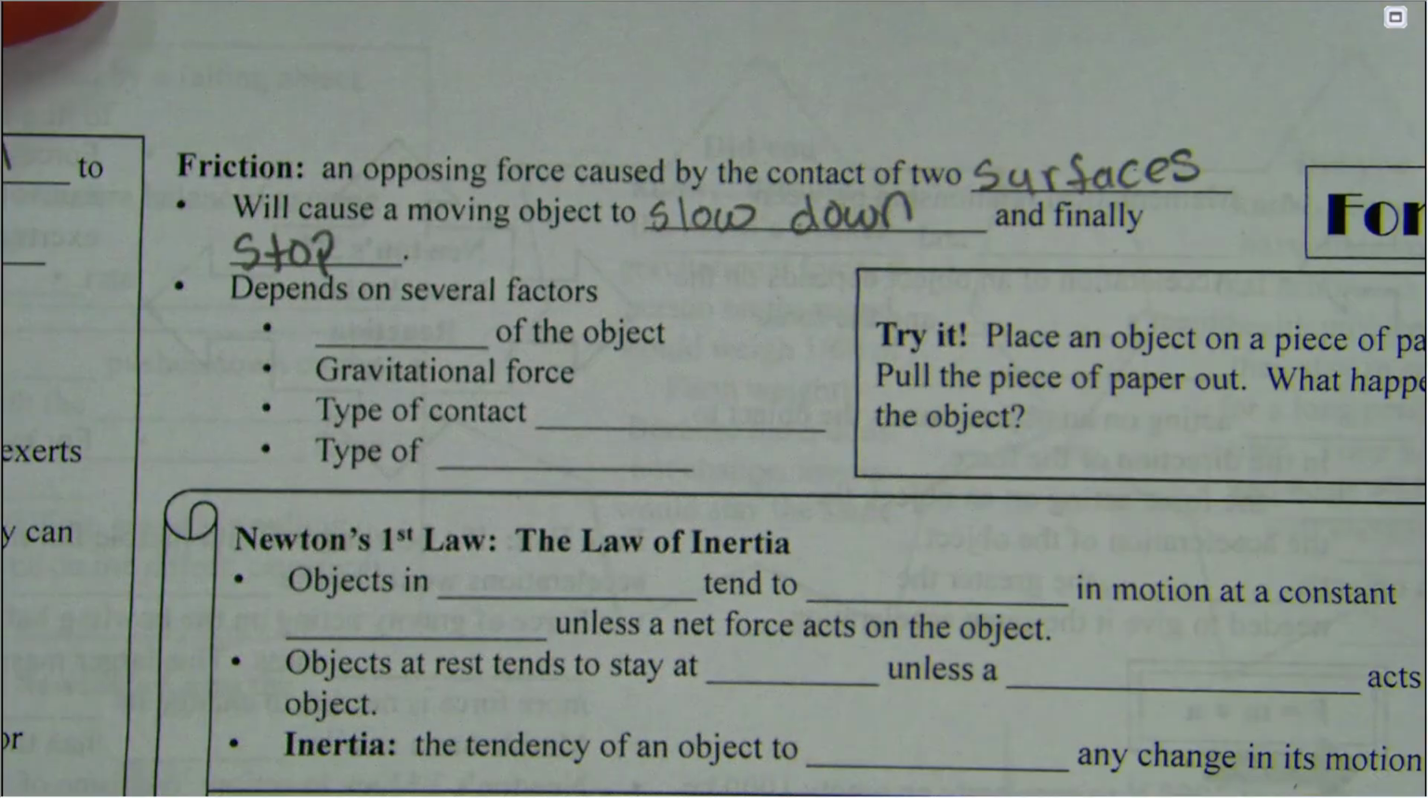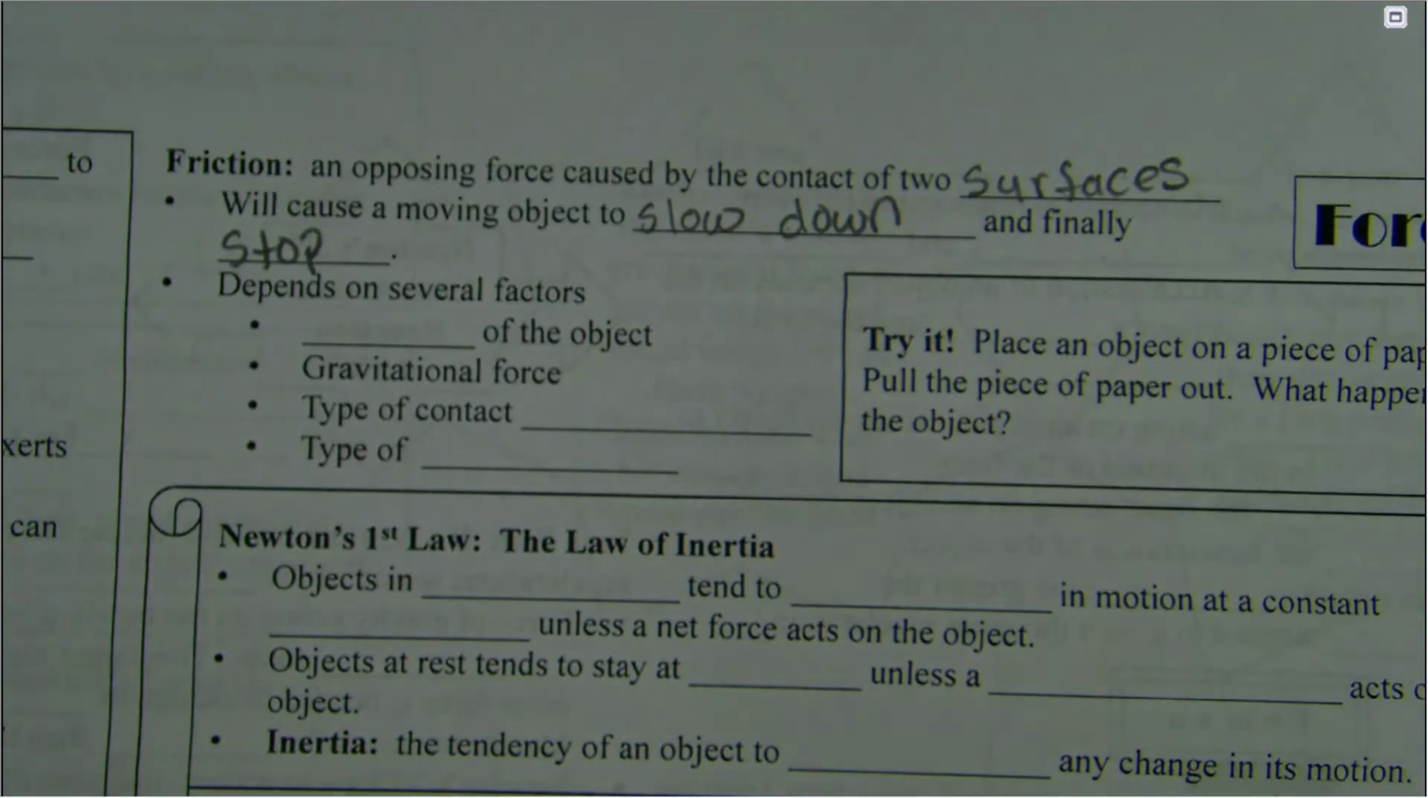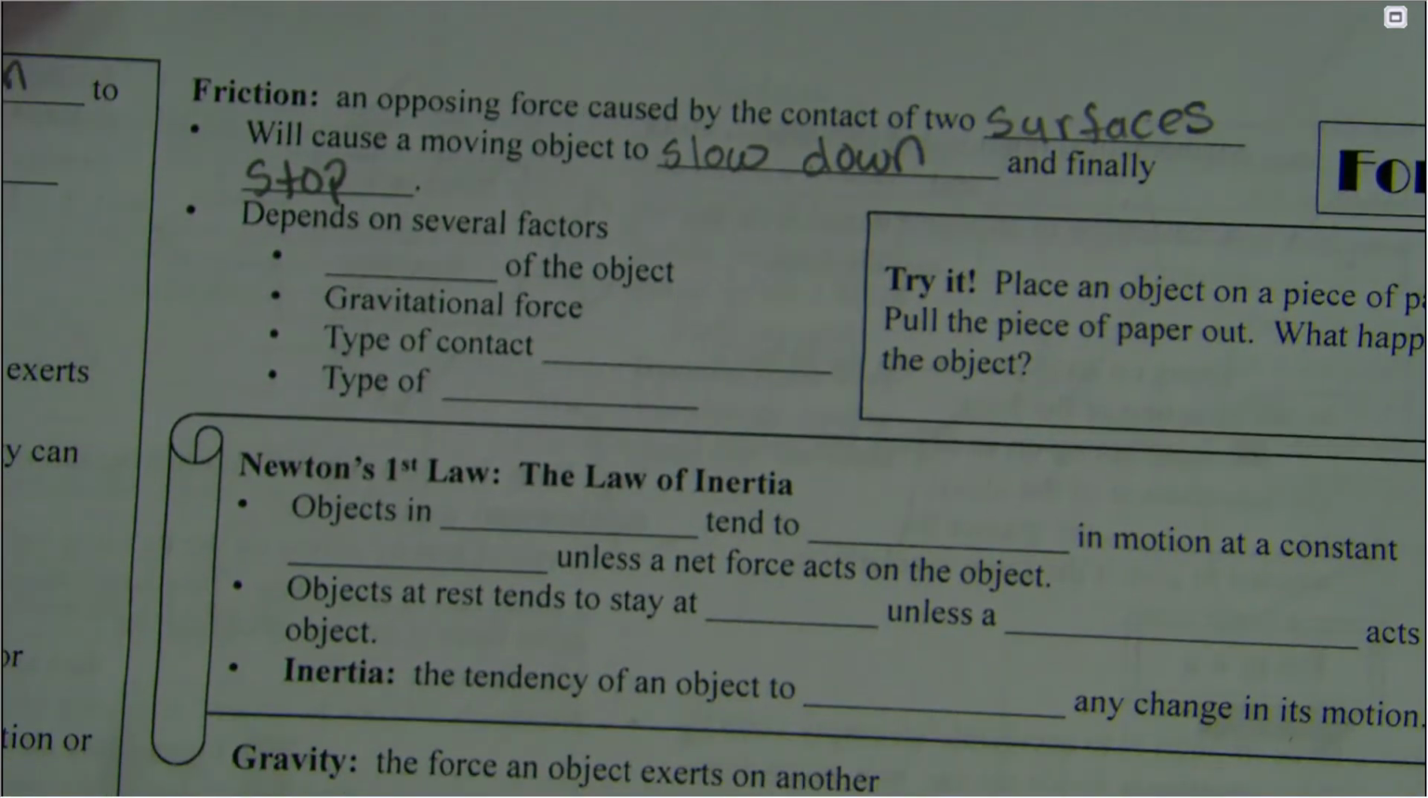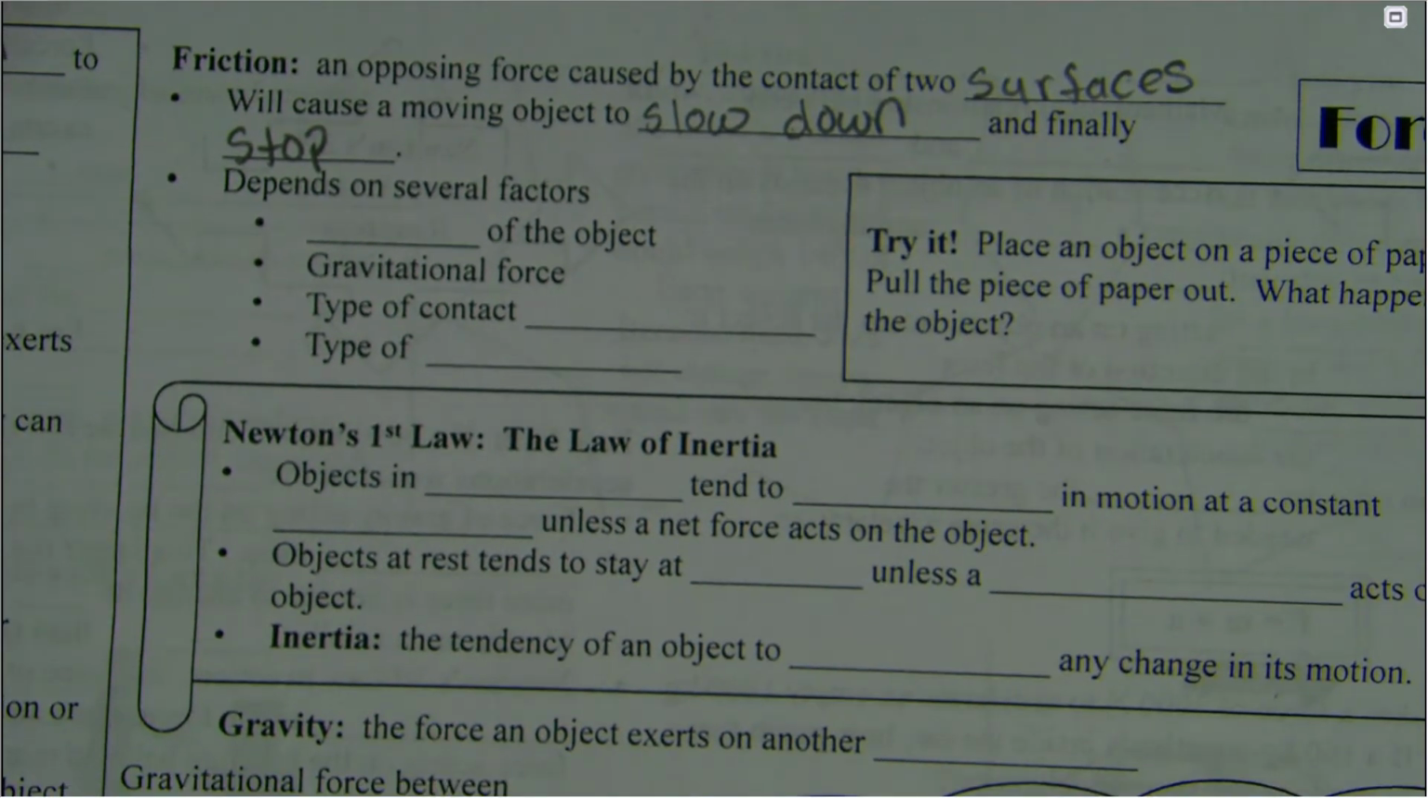So if you think about it, if you're riding your bicycle, you're pedaling. If you stop pedaling, what happens to your bicycle? It slows down and it eventually stops. Why is that? That is because of the friction between the tires and the road, causing that bicycle to stop. Now, friction does depend on a number of different things.